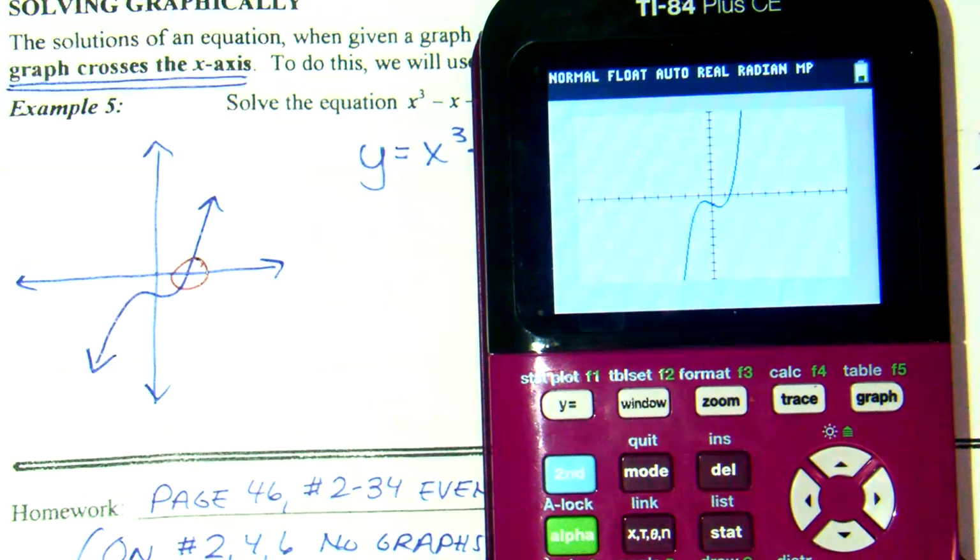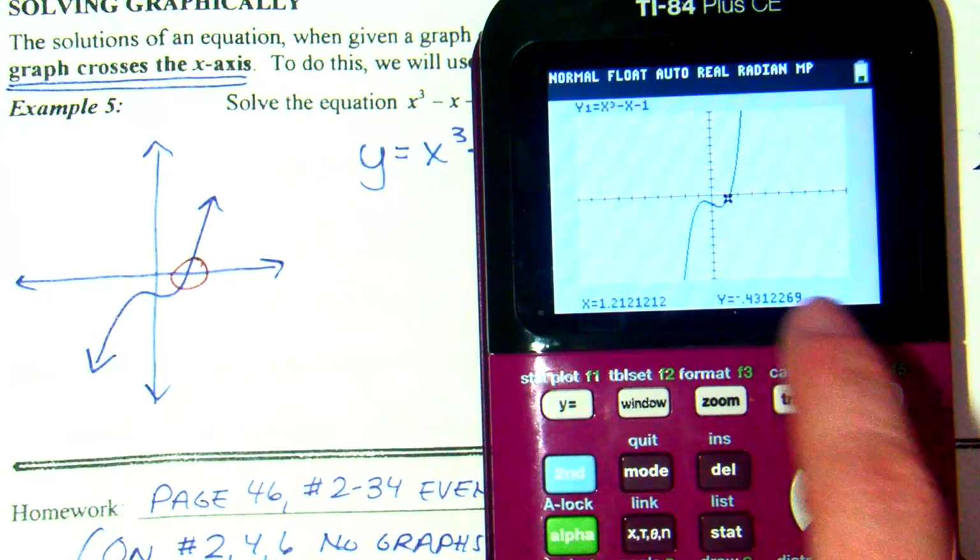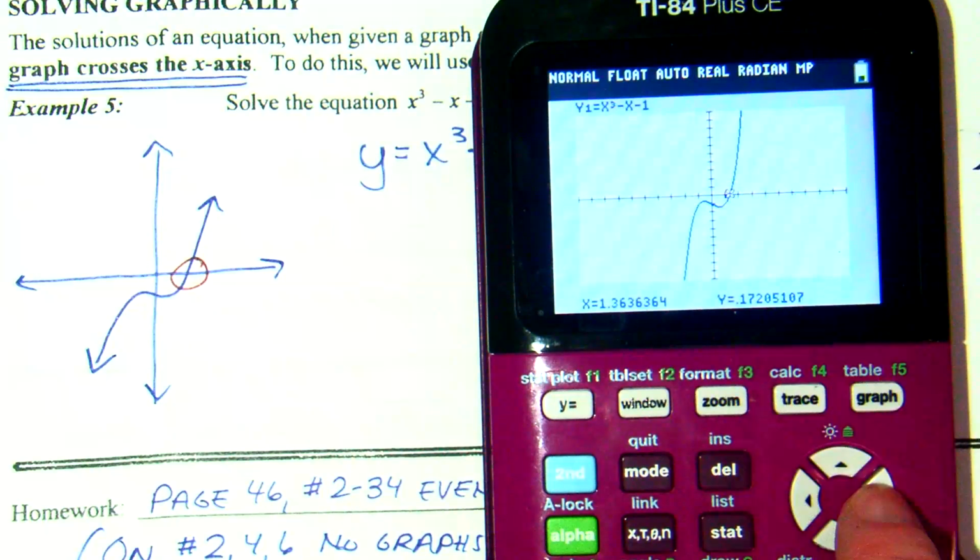So, one option to get these answers is my trace button. See my trace? I hit trace. It gives me a cursor. I can move over. If you look right here, between when my y value is negative versus positive, I know it's between 1.21 and 1.36. Is that a precise answer? Not really. So what the book is suggesting is that we zoom in.